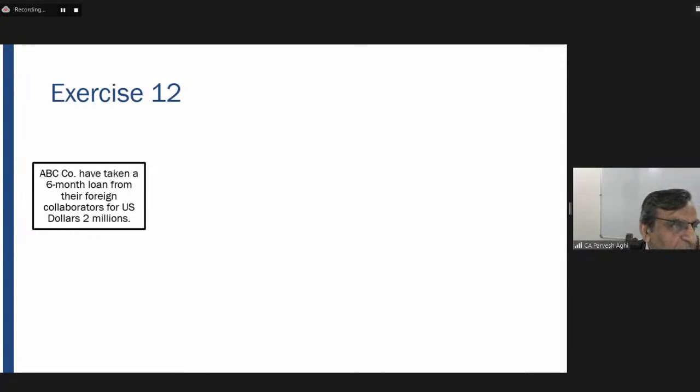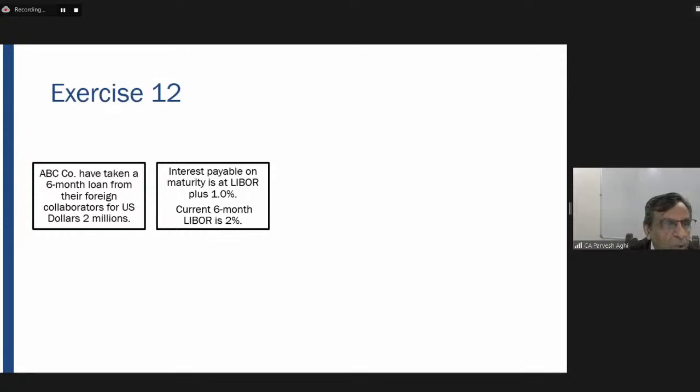So there's a company called ABC which has taken a 6 months loan from their foreign collaborators for US dollar 2 million. Interest payable on maturity is at LIBOR plus 1.0%, and the current 6 month LIBOR is 2%.